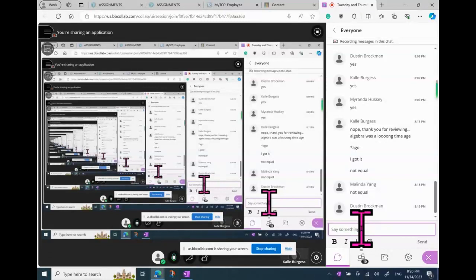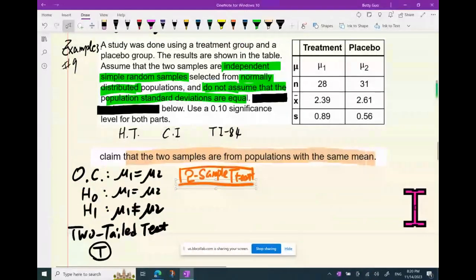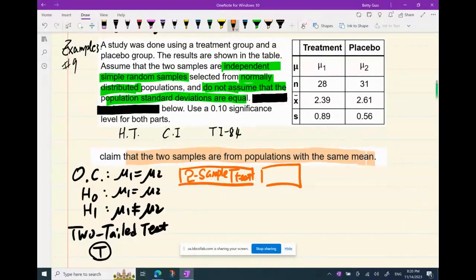Two sample t-tests. Let's see what we have in the menu here. It has data and it has stats. We do stats, okay, choose stats. We don't have the raw data given here. Instead, we have stats here.